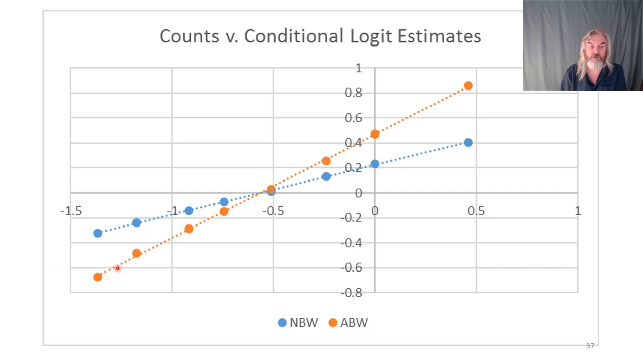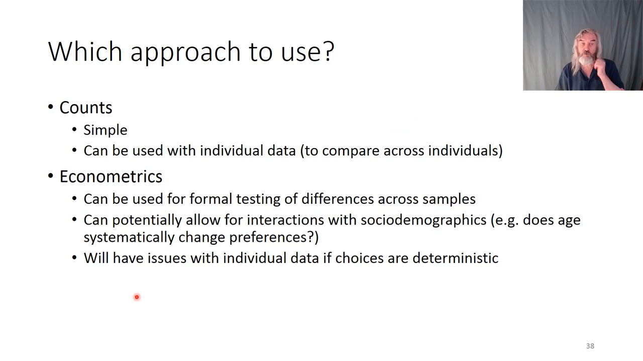And you can also see that because these are sitting on straight lines, if I were to do a scatter of the NBW against the ABW, they're also sitting on a line. They're not the same numbers, but they are basically pretty much perfectly collinear. So one-to-one matching. So which approach would I recommend you use?